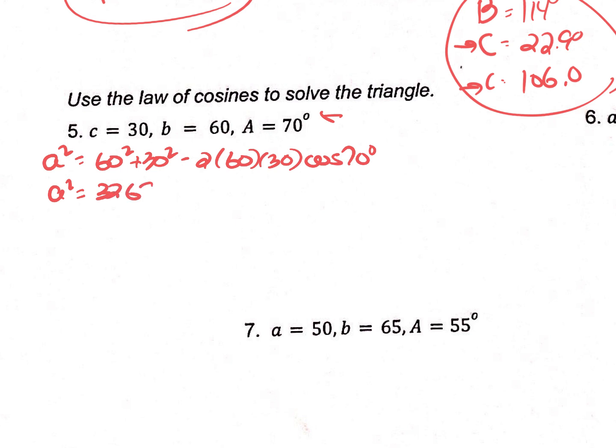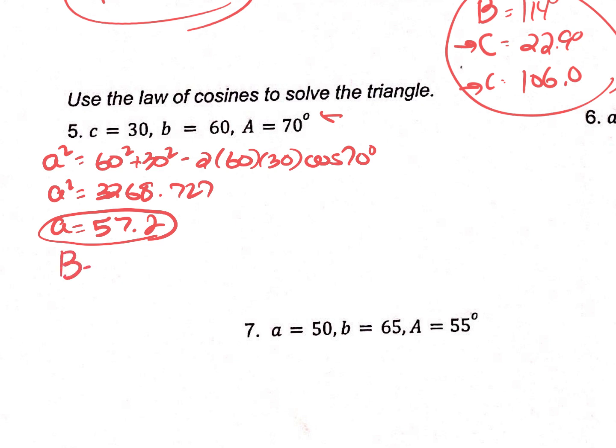When I punch it in, I get 3268.727, it keeps on going. Now that's A squared, which means for my A, I've got to take the square root. Don't forget to do that. Taking the square root, I get 57.2. There's my A.